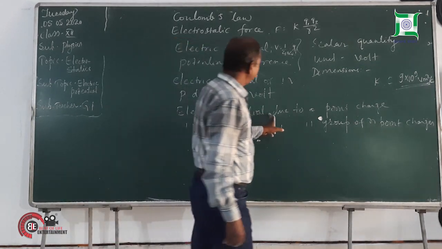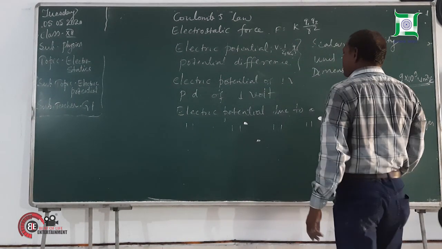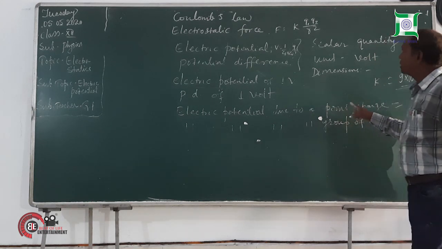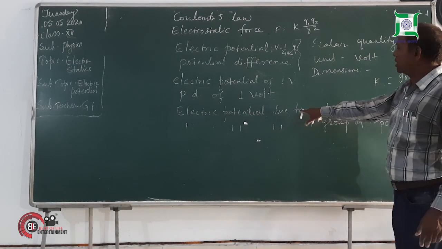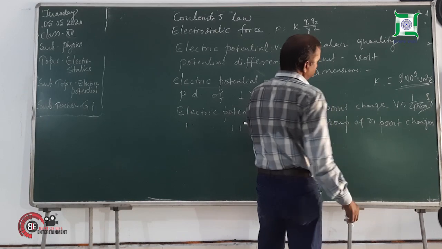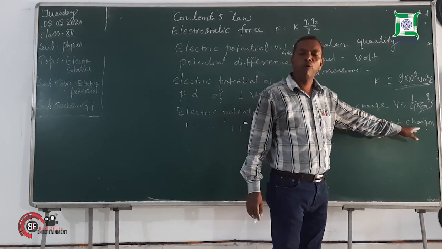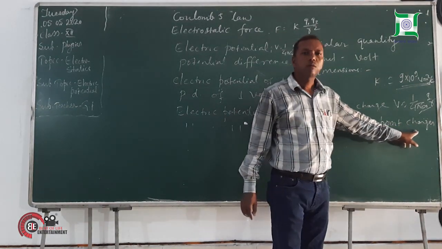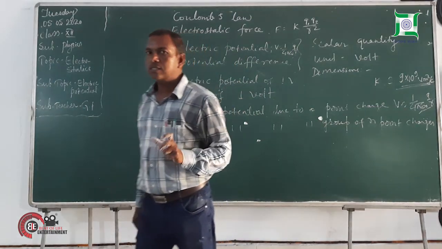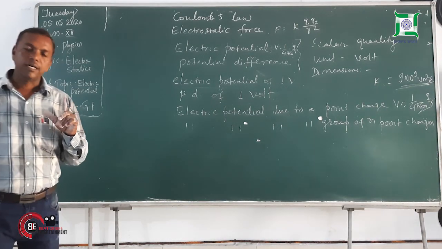Next, we have calculated the electric potential due to a point charge. The expression is V is equal to 1 by 4 pi epsilon naught into Q by R. And next, we have calculated the electric potential due to a group of n point charges, or a system of n point charges. Next class, we will find the electric potential due to a dipole.